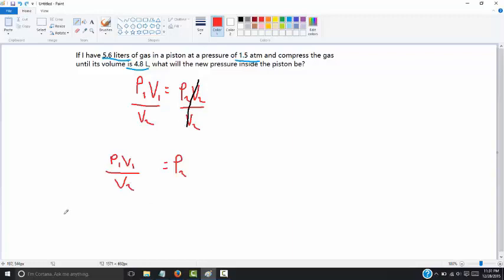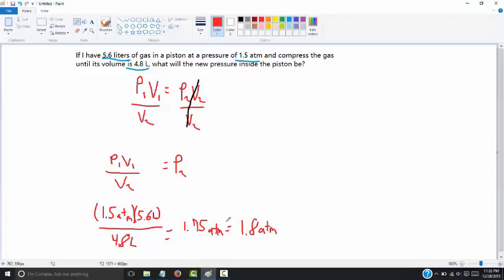P1, which is 1.5 atmospheres, multiplied by the initial volume, which is 5.6 liters, all divided by volume 2, 4.8 liters. Do all that math, you get 1.75 atmospheres. And that will round up to 1.8 atmospheres.